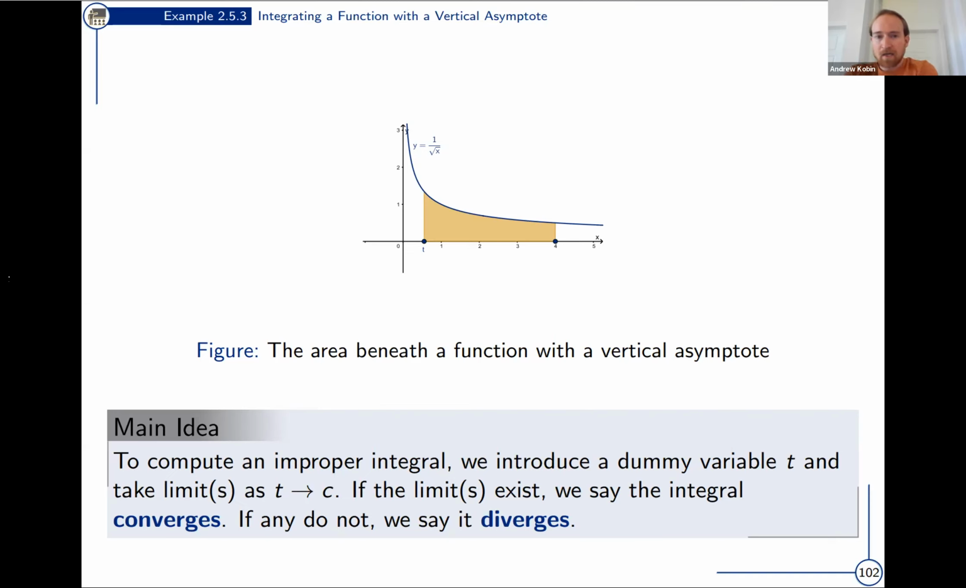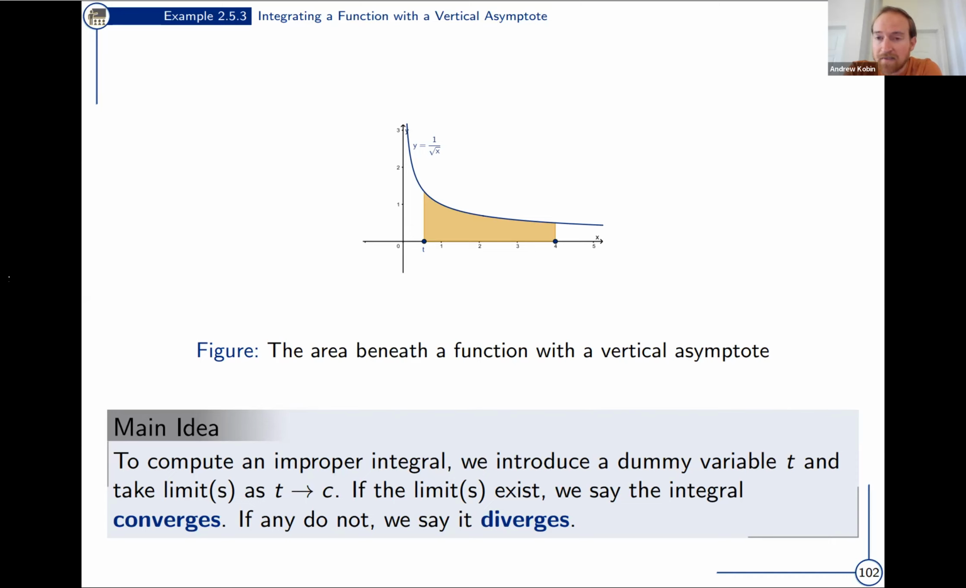So the main idea, the takeaway from this example and what we'll use as our definition, or rather our computational method, for an improper integral in general is: if we have any discontinuity, any issue in the domain of the function that we're trying to integrate, we can introduce a dummy variable. I used a and b for upper and lower bounds of integration. You can use any variable you want. The textbook uses a t. And we can take the limit as that new variable t approaches our bad spot in the domain. If c is a discontinuity, we can let t approach c.